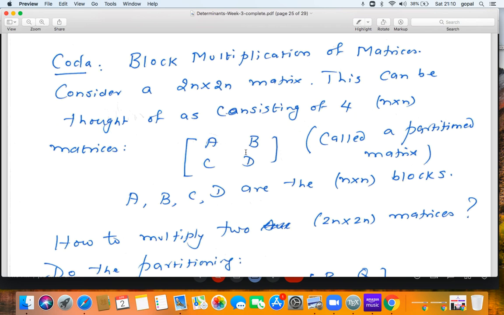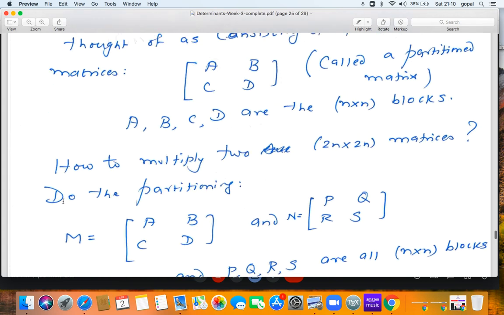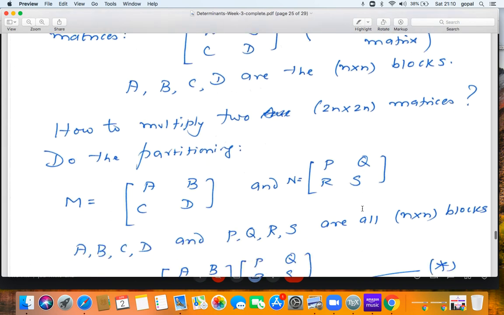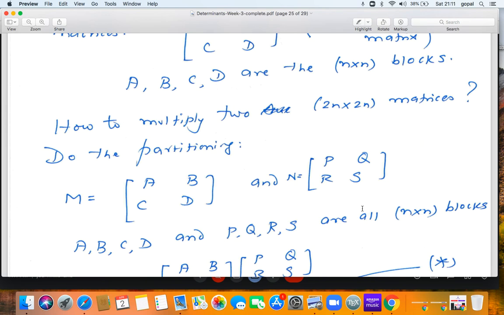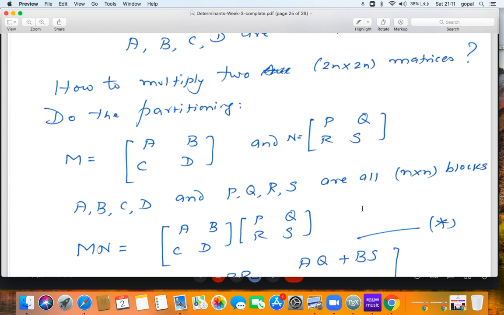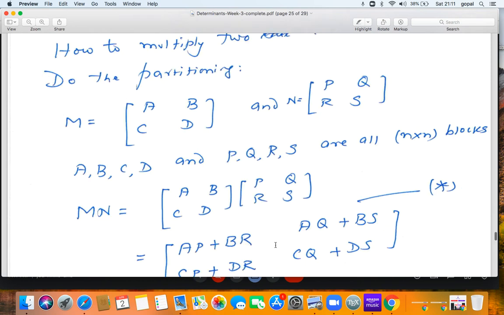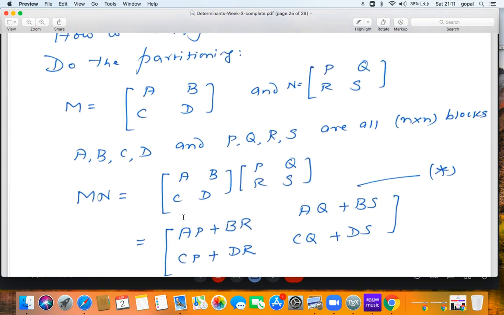So now, how to multiply a pair of 2n cross 2n matrices? I'm given 2 such matrices, and I'm going to partition each of them. I take the first matrix M as A, B, C, D, and the second matrix N as P, Q, R, S, where A, B, C, D, P, Q, R, S are all n cross n matrices. So what is the product? Suppose I blindly do the multiplication. I simply get AP plus BR, AQ plus BS, CP plus DR, CQ plus DS.